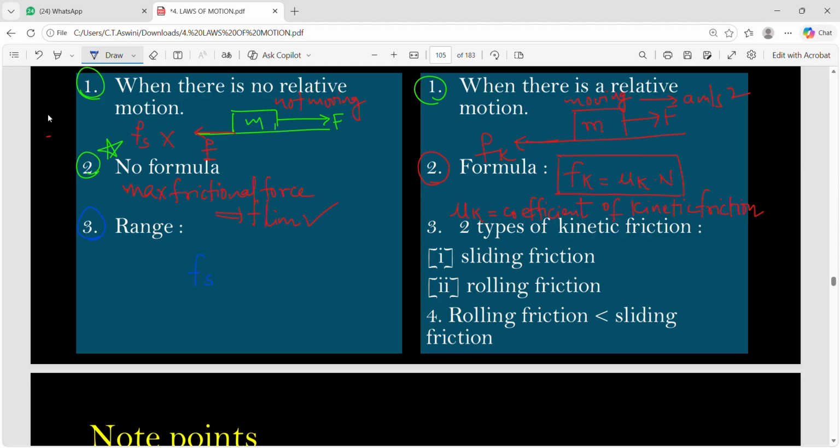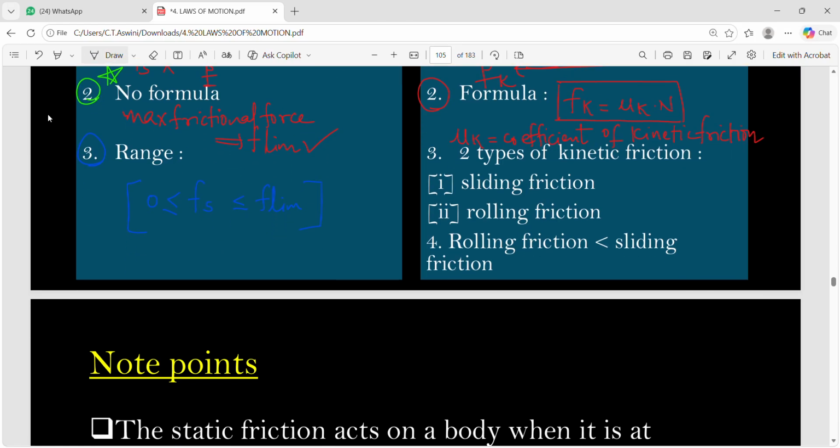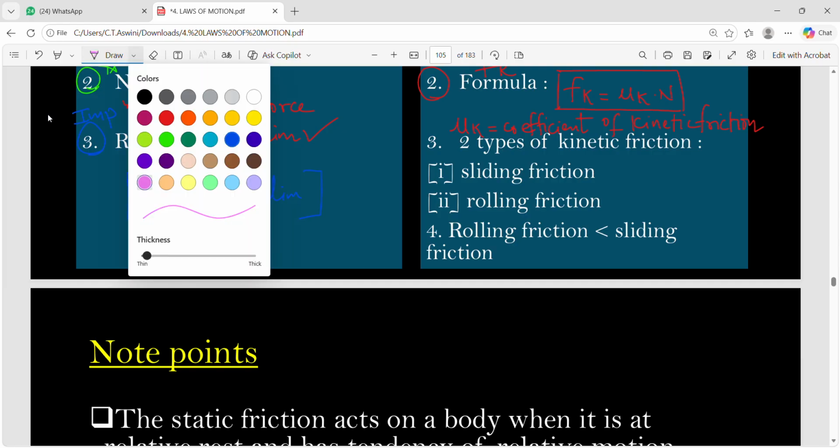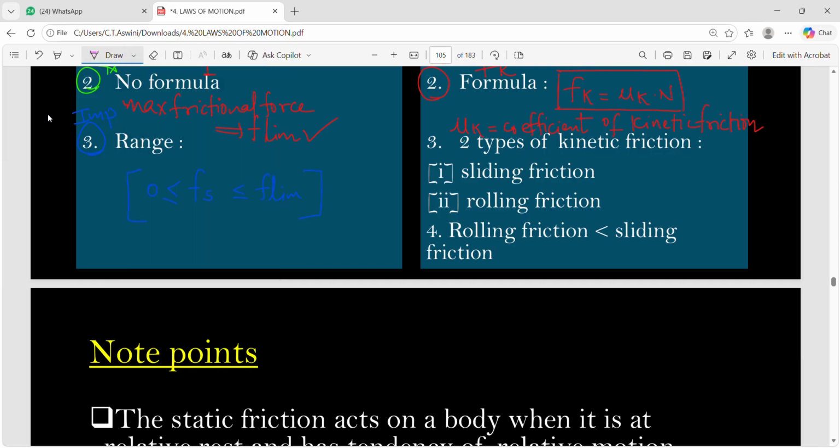If you take static friction, its value will be less than or equal to F limiting. That means it will be equal to maximum friction, or it will be lesser than that. And it will be greater than or equal to 0. So this is the range of static friction. This is very, very important when you are solving problems. This point is very important. They will ask you to calculate the friction. Whether it is static friction or kinetic friction, you have to decide. So for that, you have to remember this point.